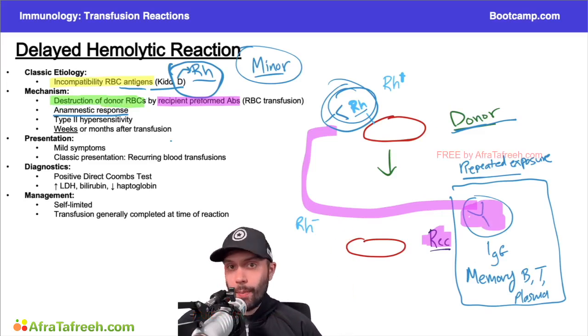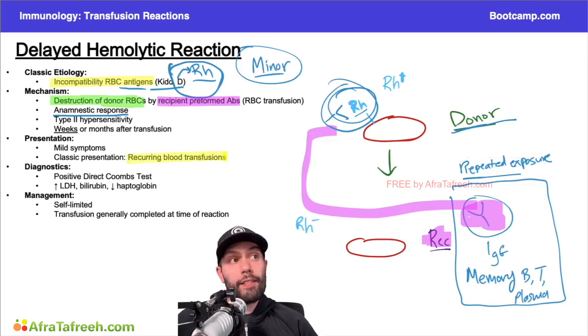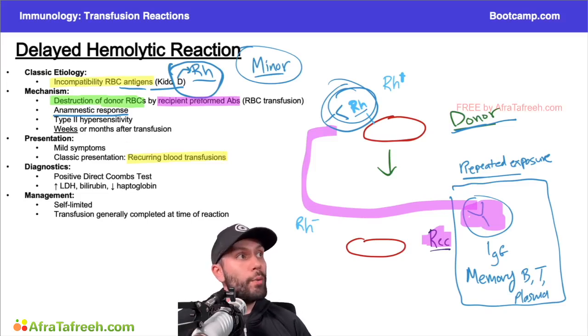We're marking the donor's red blood cells for destruction on repeated exposures. So what do you think is going to be the classic patient that has a delayed hemolytic reaction? Well, I just told you, right? It's going to be patients that have multiple blood transfusions. What's another way they could ask this? How about a patient that frequently uses IV drugs or shares needles potentially, right? So a patient with IV drug use would also be very classic.